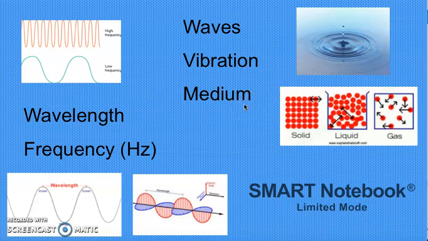A medium is matter through which a wave travels. Now, every wave doesn't have to have a medium, but some waves do have a medium. For example, you can see solids, liquids, and gases. That's where a medium can go through.